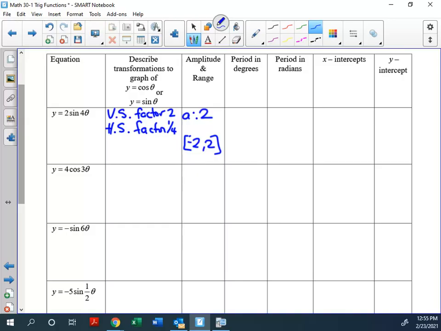We're going to do the period in degrees and radians. I can think of it as a stretch. I can think of it as my period divided by b. So this is going to be 360 degrees divided by 4, the same thing as multiplying by 1/4, which means that this is going to have a period of 90 degrees. Same thing would happen with the period in radians. You take your base period of 2 pi, divide it by the b value, and simplify your fraction.